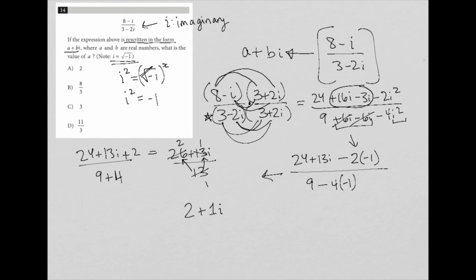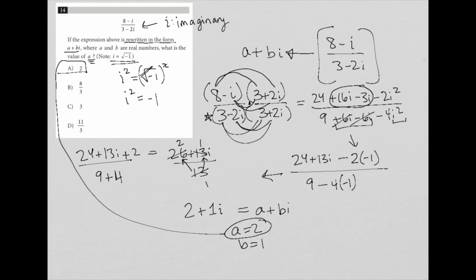And that is in the format of a plus bi, in which case a equals 2 and b equals 1. The question here is asking me what is the value of a. So, right, we have a's value is 2. So therefore the correct answer is choice A.